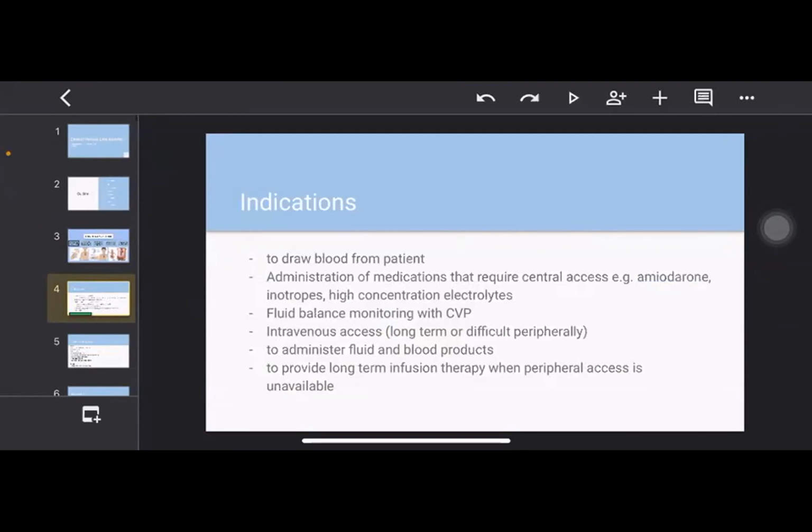it is used to administer medication that requires central access, such as amiodarone, inotropes, and high concentrations of electrolytes. It's also used to balance fluids by monitoring with CVP, for intravenous access, and to provide long-term infusion therapy when peripheral access is unavailable.